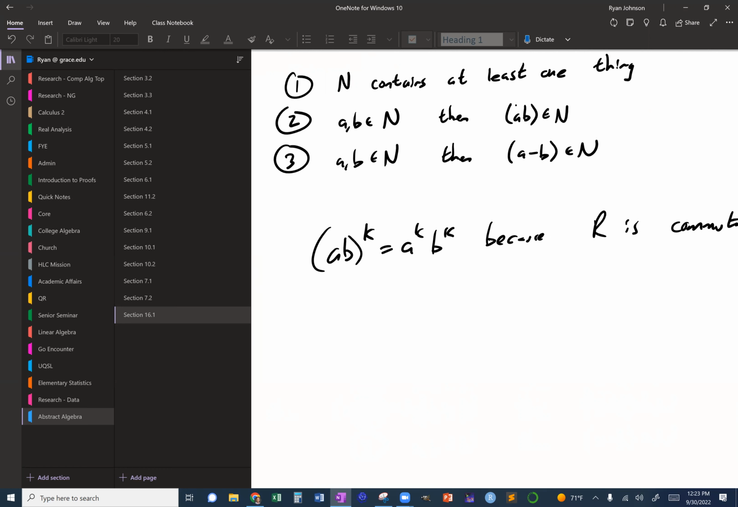And then similarly, when you do A minus B to the K, you want to show that if A is nilpotent and B is nilpotent, then A minus B is nilpotent. So you want to find some power that sends this thing to 0.